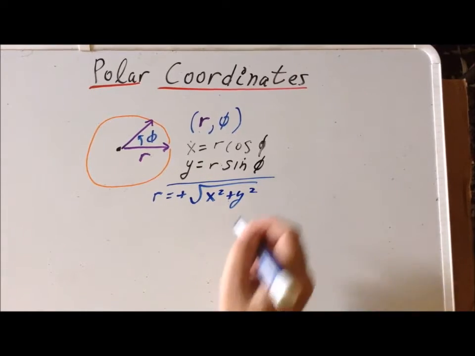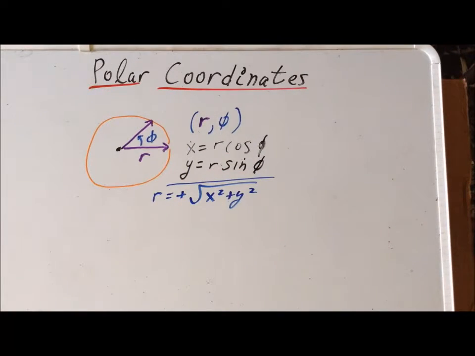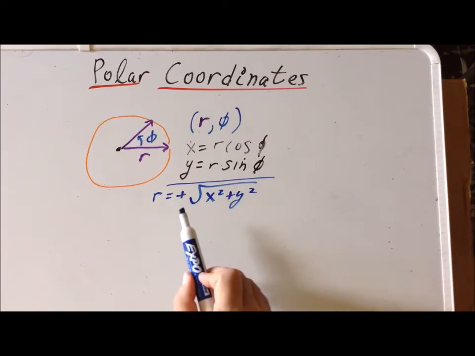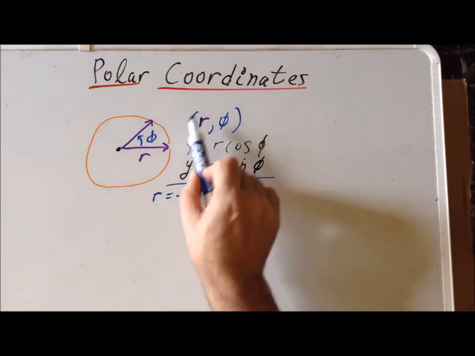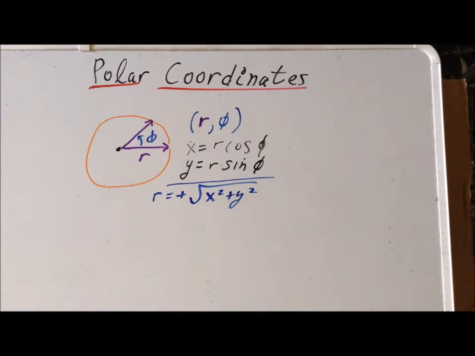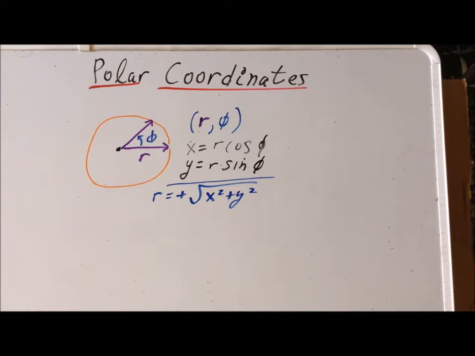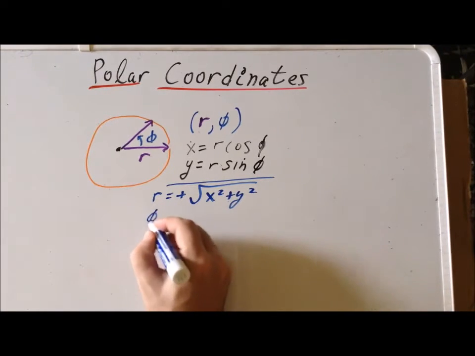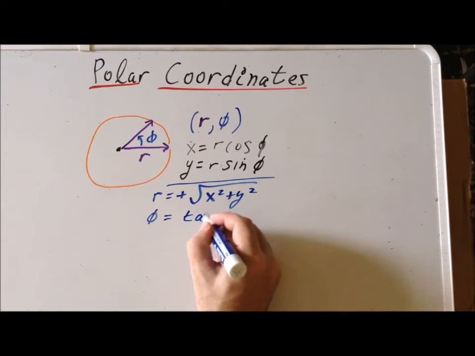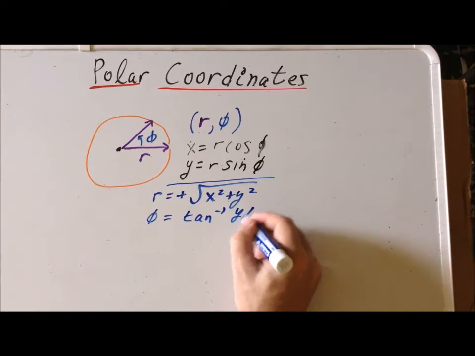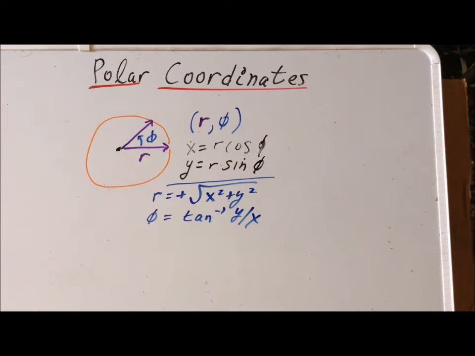An important thing to realize in the polar coordinate system is that r can take values from 0 into the positive numbers. So r can never be a negative number in the polar coordinate system. So that's why we have to always take the positive square root to determine the coordinate r. On the other hand, we can determine the angle phi. This is the inverse tangent of y over x. So we can easily interconvert between polar coordinates and Cartesian coordinates.